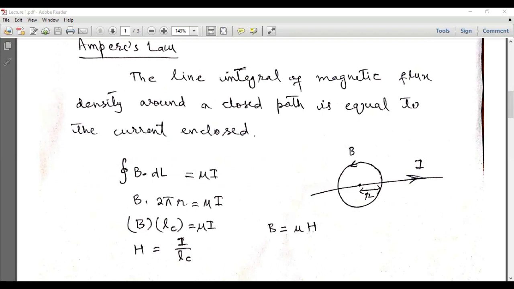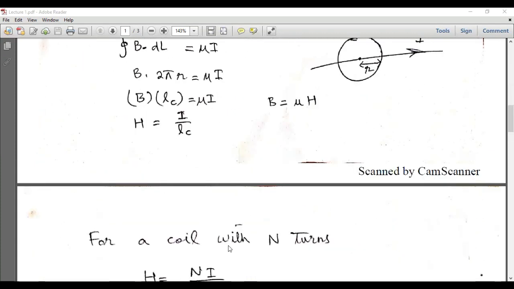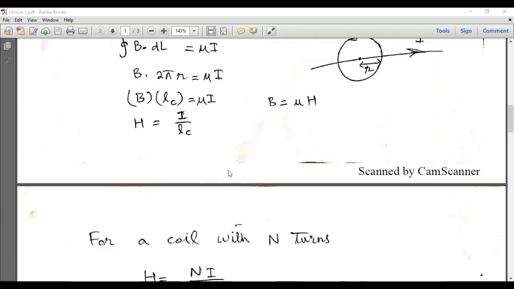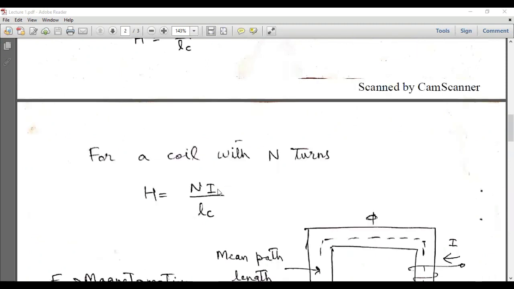And we know that B is equal to mu H. Here H is the magnetic field intensity. If we substitute this expression over here, we will get H is equal to I over Lc. And if we have a coil which has N turns, then this expression will be multiplied by N, because for more number of turns, the magnetic field intensity will be higher. So there is a direct relationship of the magnetic field intensity with the number of turns of the coil. But for a straight wire which is carrying current, the number of turns is considered to be 1.